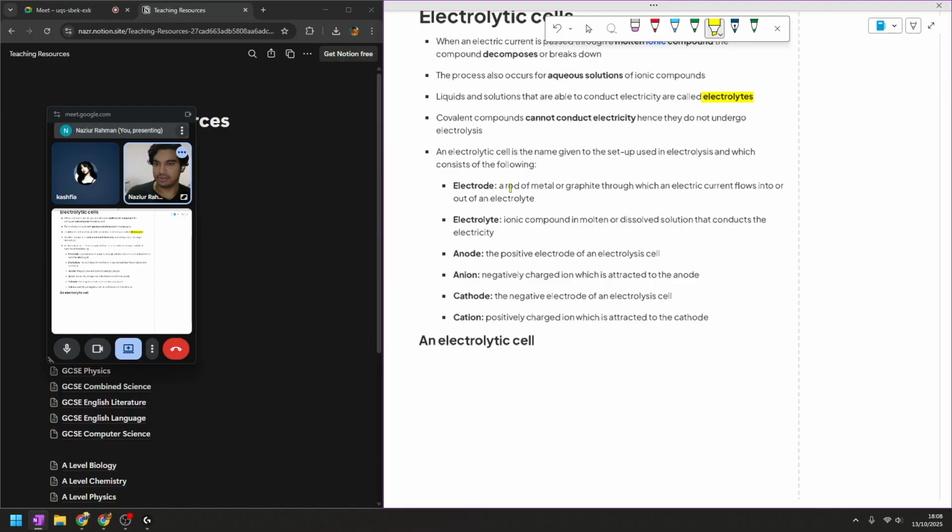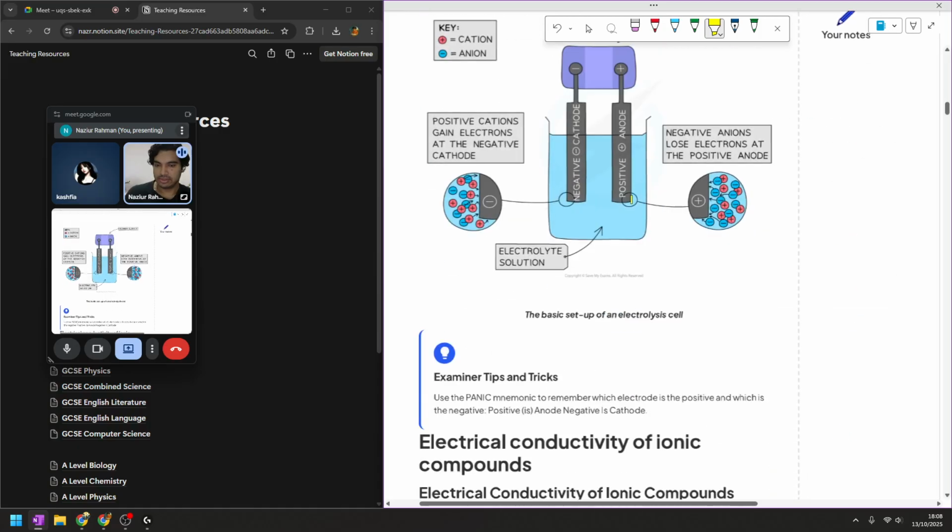So you have electrodes, which are rods of metal or graphite through which current flows into the electrolyte. The electrolyte is the ionic compound in molten or dissolved solution that conducts electricity. The anode is the positive electrode, the cathode is the negative electrode. The anion is the negatively charged ion, which is attracted to the anode. And the cation is the positively charged ion, which is attracted to the cathode. So this is what a cell looks like.